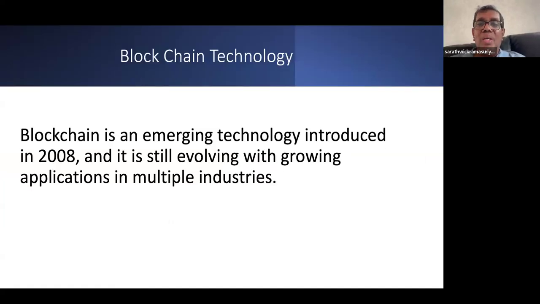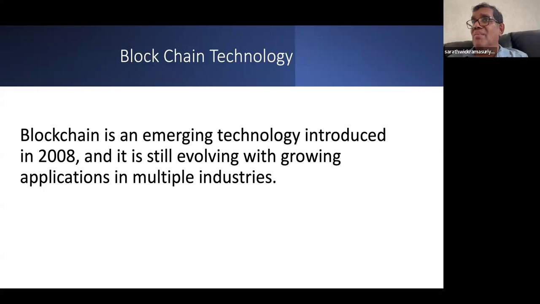Now, I intentionally use this slide on blockchain. Some people understand blockchain as a very new technology. Not so. Blockchain is an emerging technology introduced in 2008, but it is still evolving with growing applications in multiple industries. It is a ledger system.